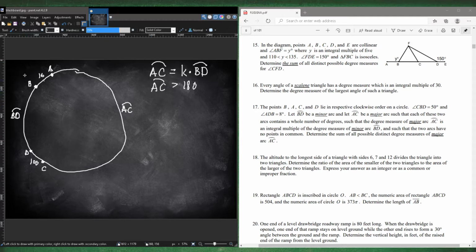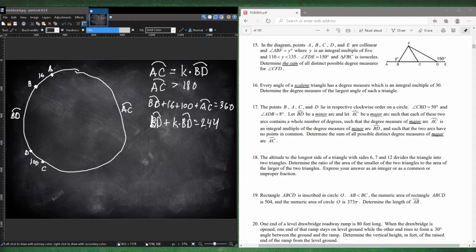And we know that BD plus 16 plus 100 plus AC is equal to 360. That's the idea of a circle. Okay, so that is 116. So 360 minus 116 is equal to 244. And we know that AC is K times BD. So BD plus K times BD equals 244.